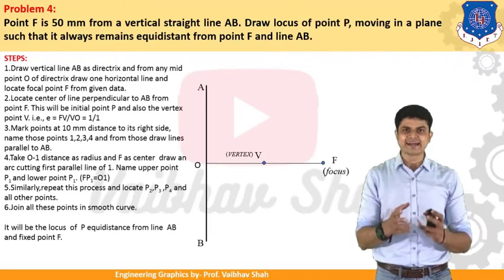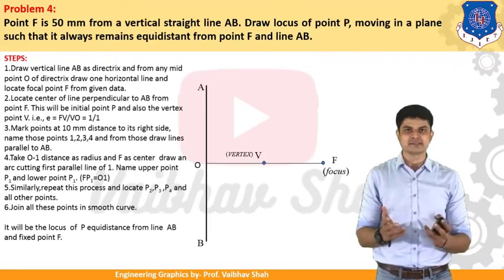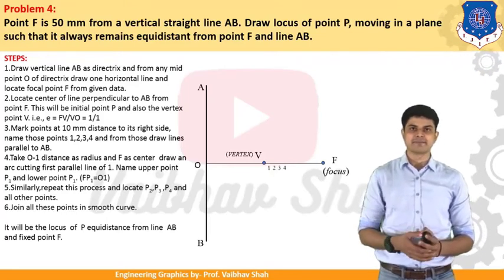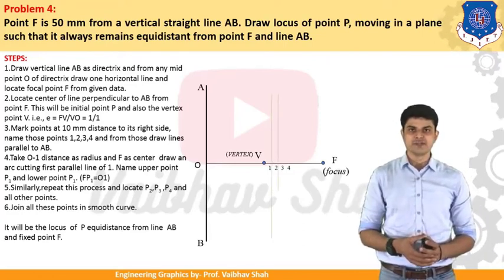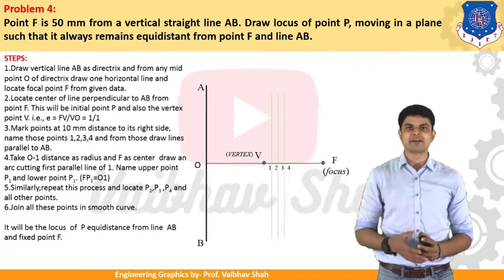We should take any random 4 points at any distance. So let us take 4 random points. We have taken the 4 random points. Then after, what we should do? We should draw vertical lines from each and every point.